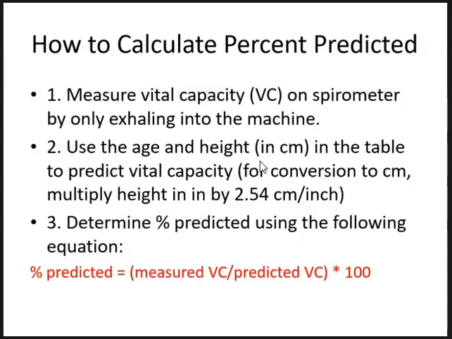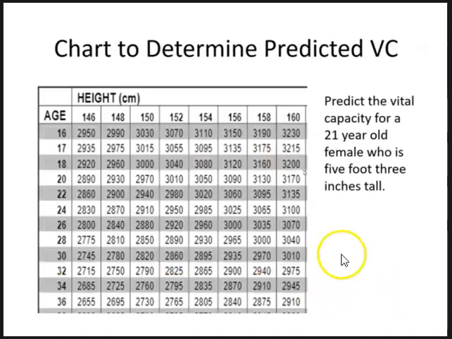Now, usually we measure height in feet and inches. We basically want to get the person's height and convert it to centimeters. We would multiply the person's height in inches by the conversion factor of 2.54 centimeters per inch. Once we obtain the height in centimeters, we determine the percent predicted using the following equation: percent predicted equals the measured vital capacity divided by the predicted vital capacity, multiplied by 100 to get the percentage. An example of this we can see on the next slide.